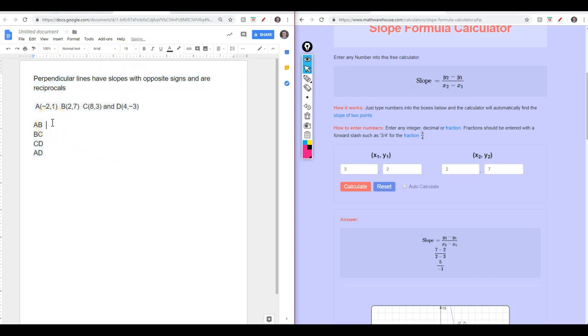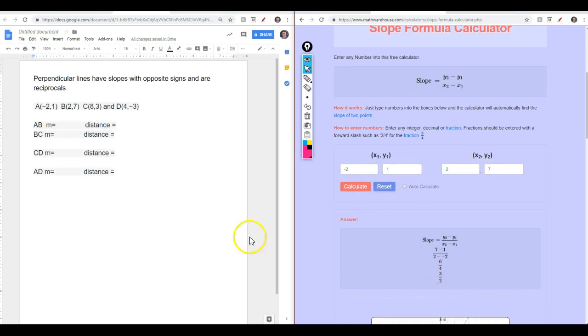So I'm just going to say slope is equal to blank, and then the distance equals blank. That's what I'm going to do for each of these. I'm going to first focus on the slope since I have that calculator up already. So point A is at -2, 1. Point B is at 2, 7. Calculate. The slope is 3/2. So 3/2.